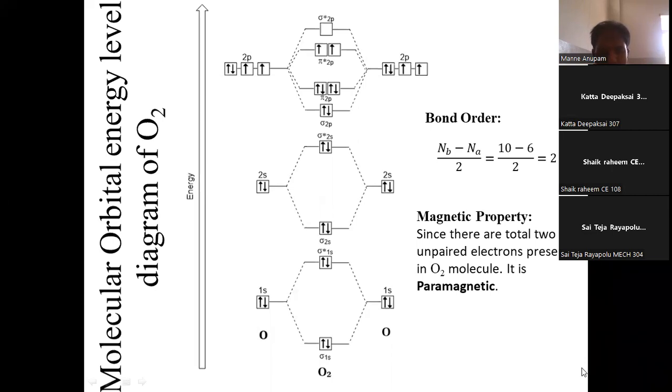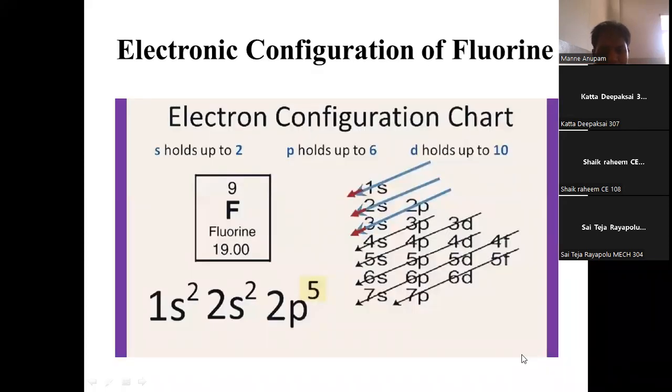So now let us go to the next slide. In this slide, we are able to see the electronic configuration of fluorine. Fluorine, the atomic number is 9.